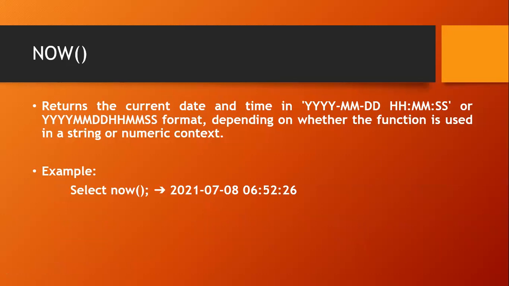It returns the current date and time in the following format. It can be returned in these two formats, either year, month, day, hours, minutes, and seconds separated by special symbols, or together. Suppose I give the example SELECT NOW. It will return today's date and the current time at which I executed this statement.